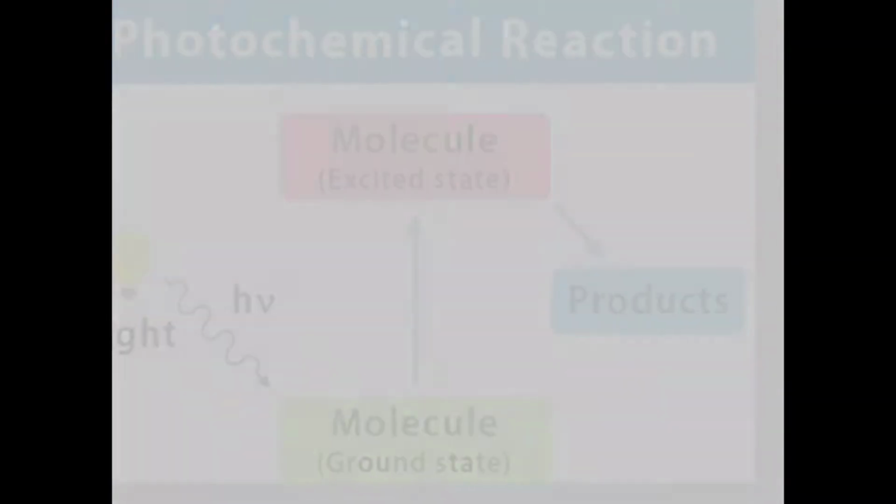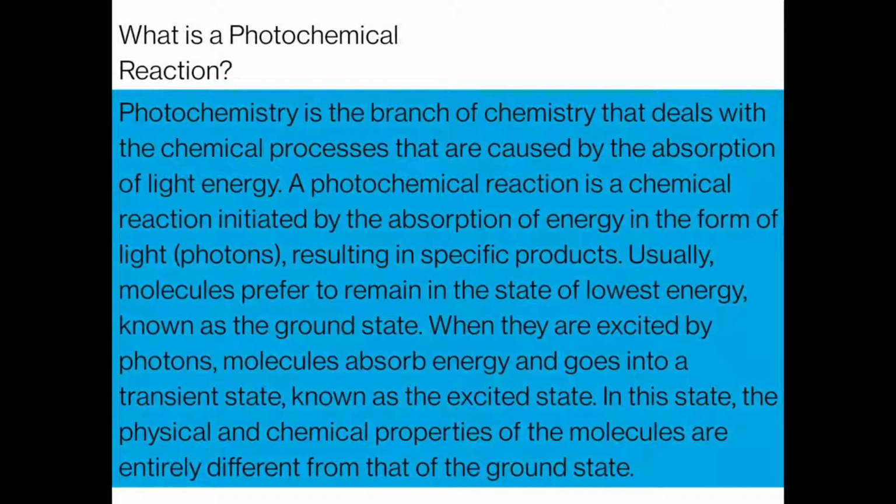What is a photochemical reaction? Photochemistry is the branch of chemistry that deals with the chemical processes that are caused by the absorption of light energy. A photochemical reaction is a chemical reaction initiated by the absorption of energy in the form of light, resulting in specific products. Usually, molecules prefer to remain in the state of lowest energy, known as the ground state.